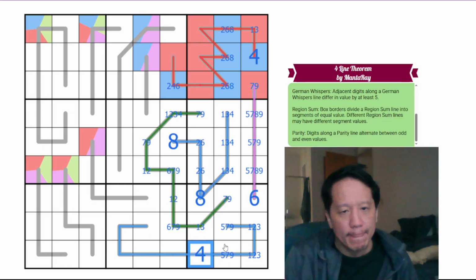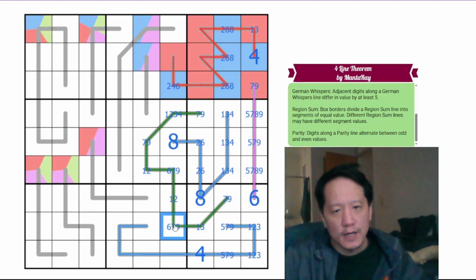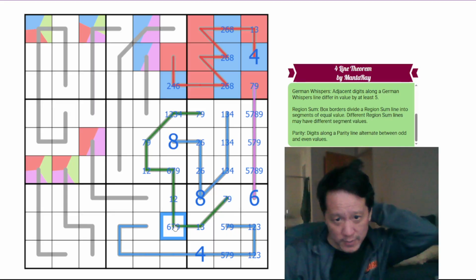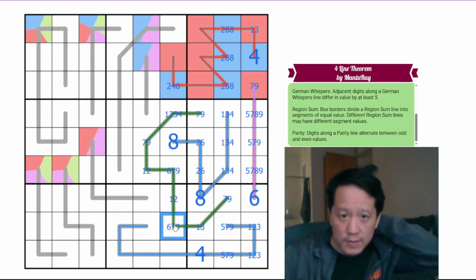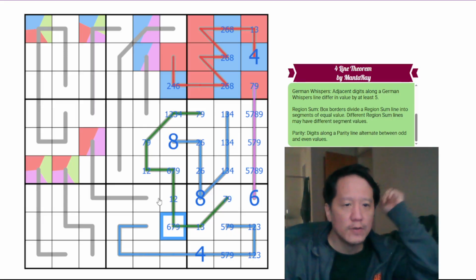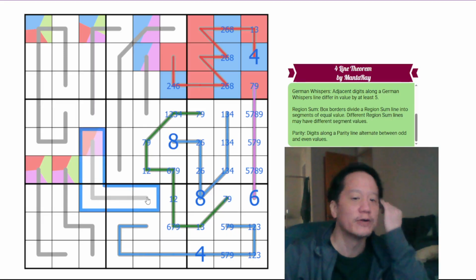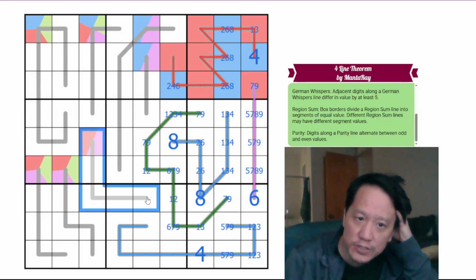Can this be 6? Quite possibly. So this is either Renban or parity. That doesn't help us much.